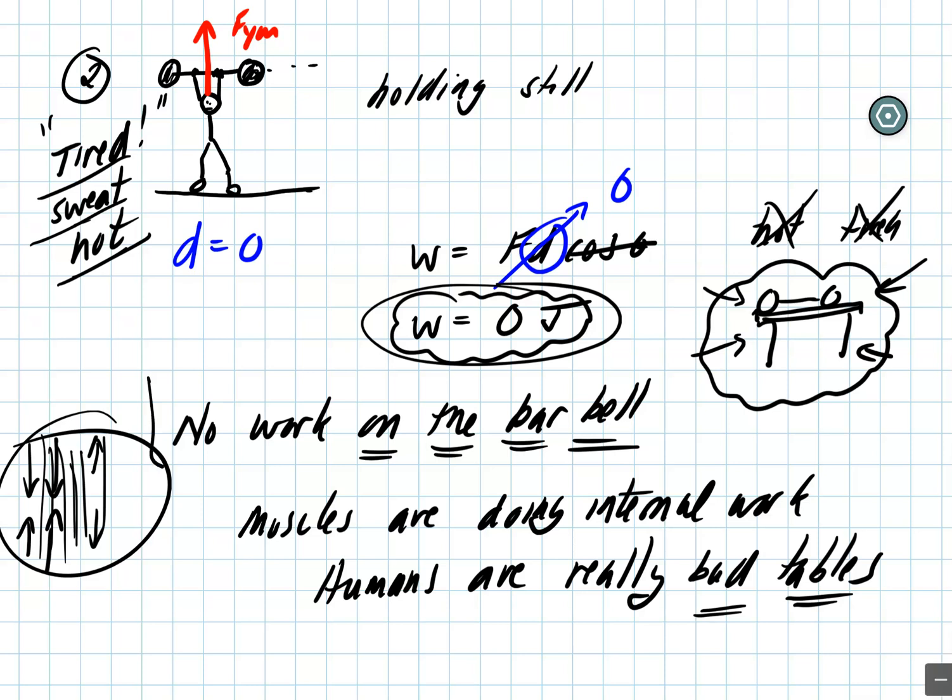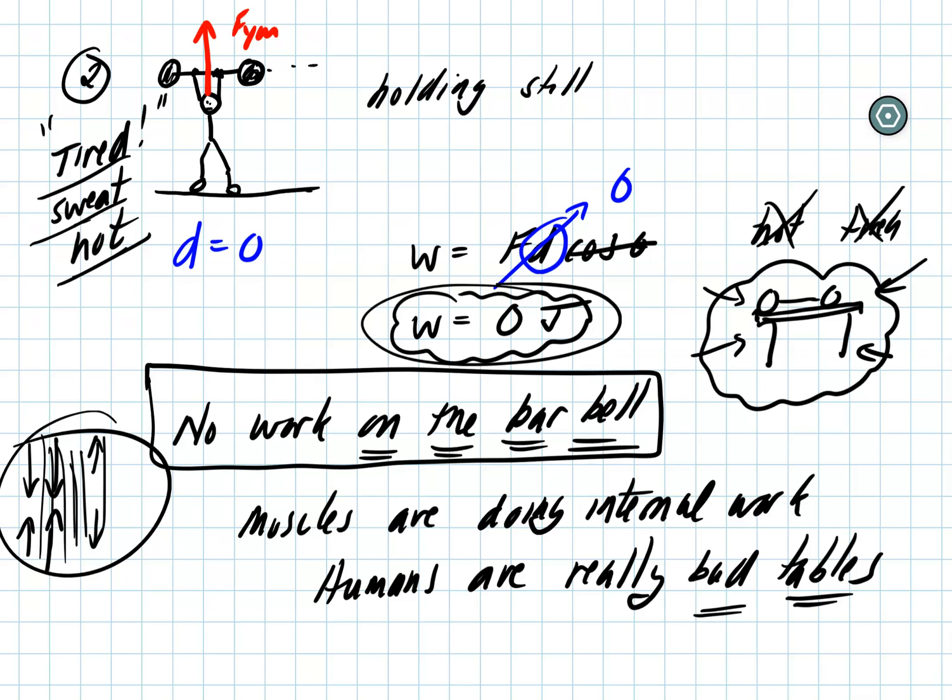But none of that gets translated into work on the barbell because you're not making it go up any higher. You're not making it go faster. You're not squishing it, okay? So that's my example number 2.